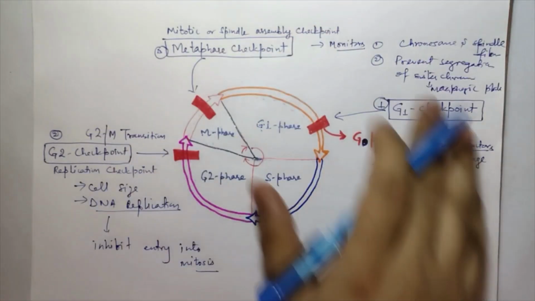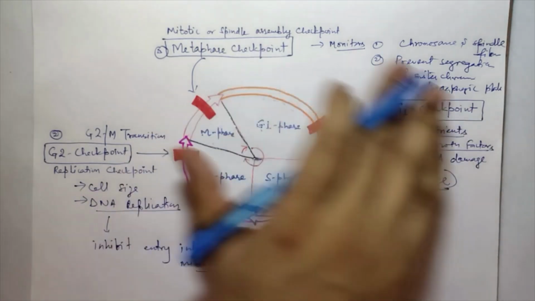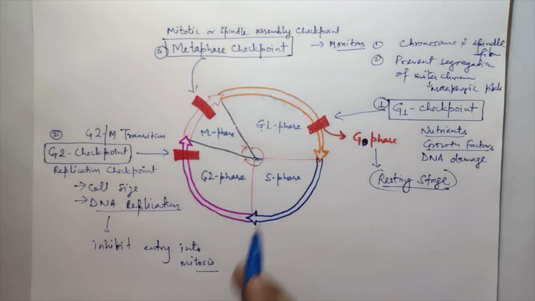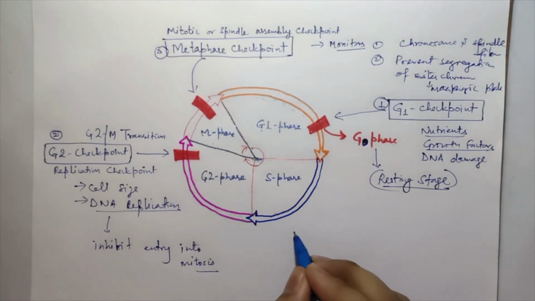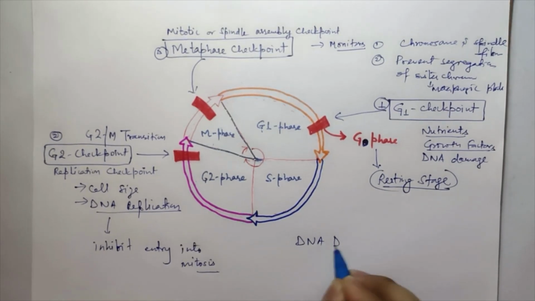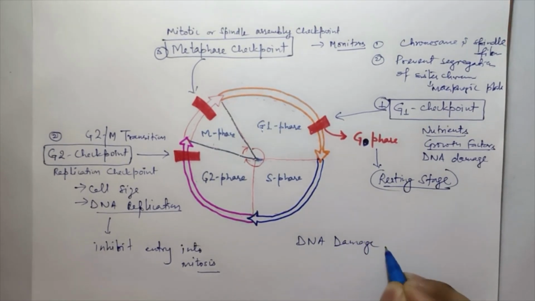So these are three fundamental checkpoints which ensure different activities in different phases of the cell cycle, and there is an additional checkpoint, also called the DNA damage checkpoint.